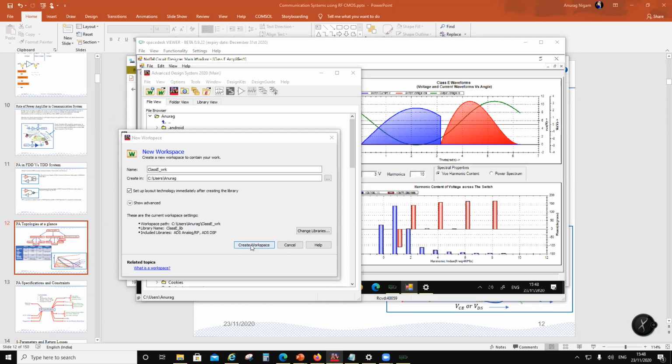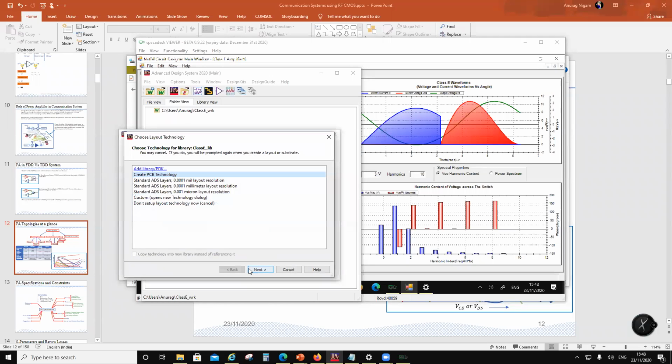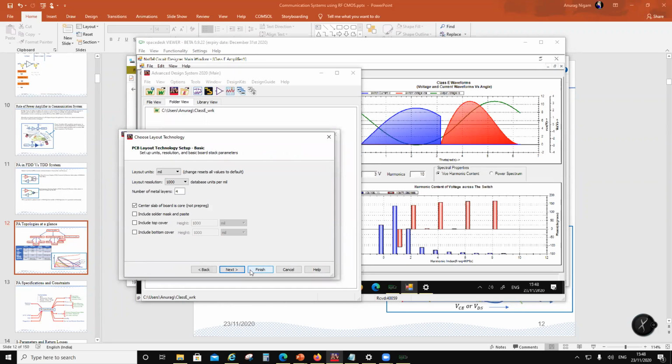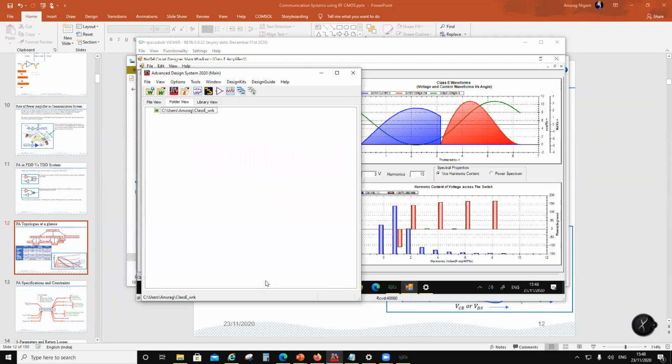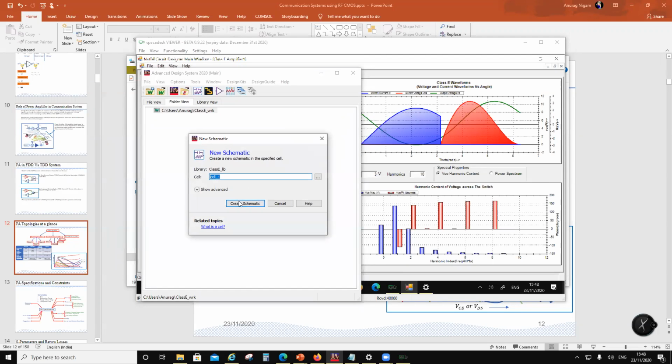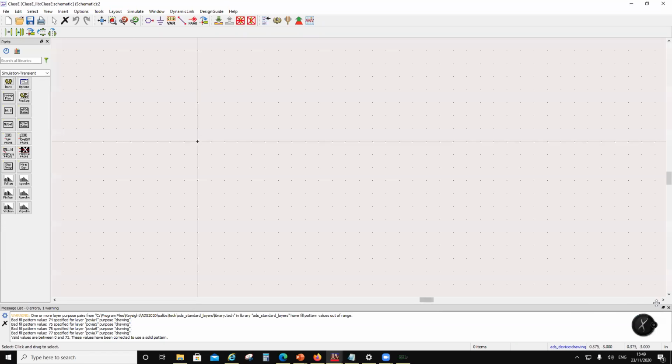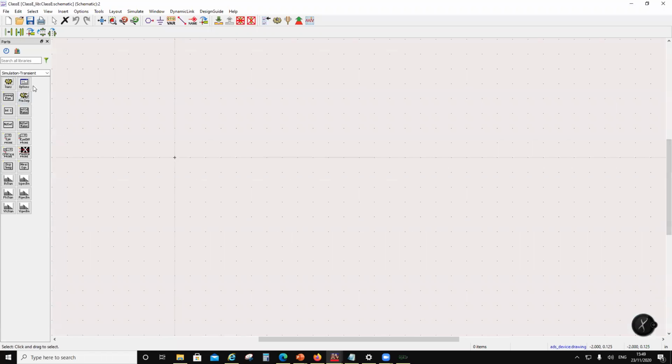I'm going to create a workspace, and I'm not going to worry about any extras. I just want to use a standard one and finish. So I've created a blank workspace. I'm going to create a new schematic, and I will call this class E.